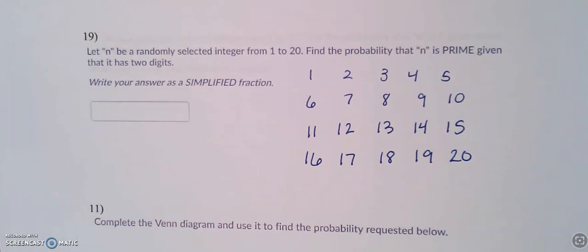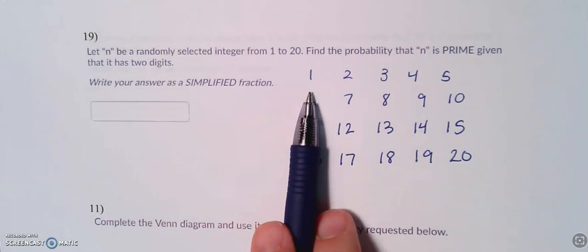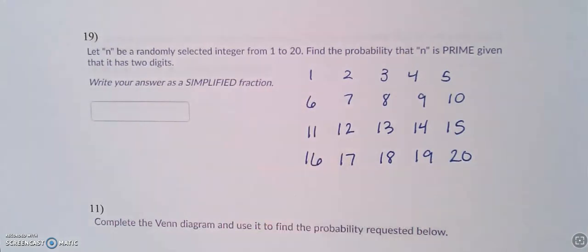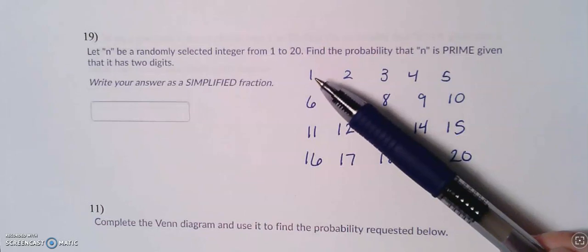Now, find the probability that n is a prime number given that it has 2 digits. In the directions I pointed out that 1 can't be a prime number, because the definition of a prime number is a number that has exactly 2 factors, meaning only 2 numbers can be multiplied to get that number, and one of them is 1. With 1, you don't have 2. It's just 1 times 1, so that doesn't count as prime.